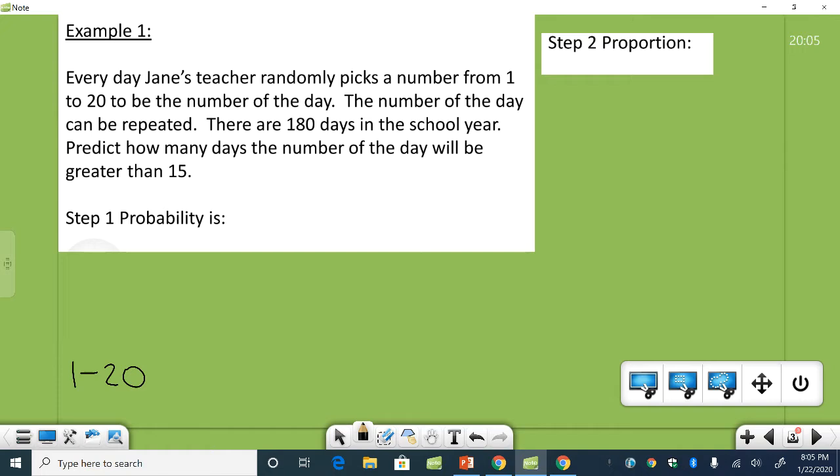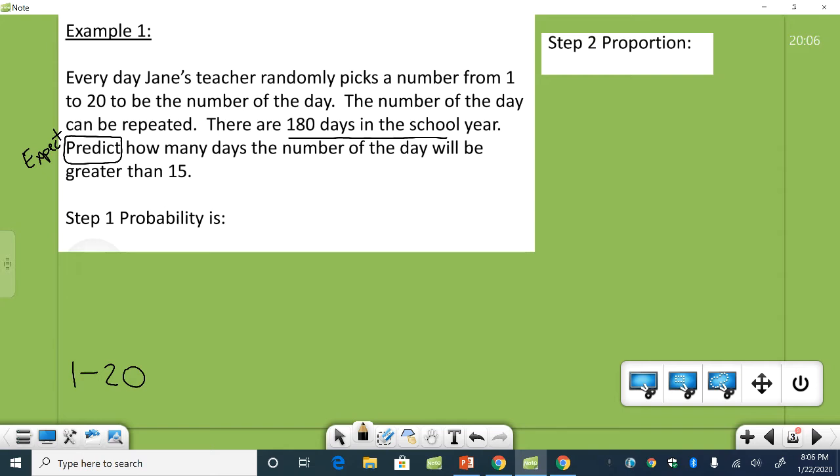There are 180 days in the school year. You're going to need that information. The keywords to figure out whether or not you need to predict are predict and expect. Those are words you need to look for in these word problems that will guide you to knowing that you have to predict. We've been working with simple probability where it was just one event. Then we started working with two events, like two dice or a spinner and a coin. So in this question, it says there are 180 days in the school year. We want to predict how many days the number of the day will be greater than 15.